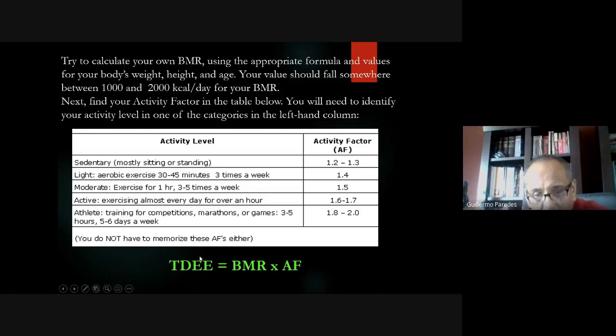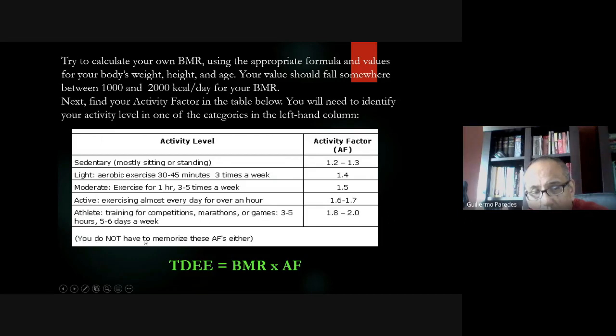And this is a sliding card here. Look at this. BMR times activity factor. The activity level is the activity factor, and this is the range. Sedentary life, mostly sitting or standing, is 1.2 to 1.3. Light aerobic exercise, 30 to 45 minutes, 3 times per week, you multiply by 1.4. Moderate exercise for 1 hour, 3 to 5 times a week, you multiply by 1.5. Active exercise, almost every day for over 1 hour, is 1.6 to 1.7. If you're going to lose weight, you probably need to use this one. Athletes go up to 2.